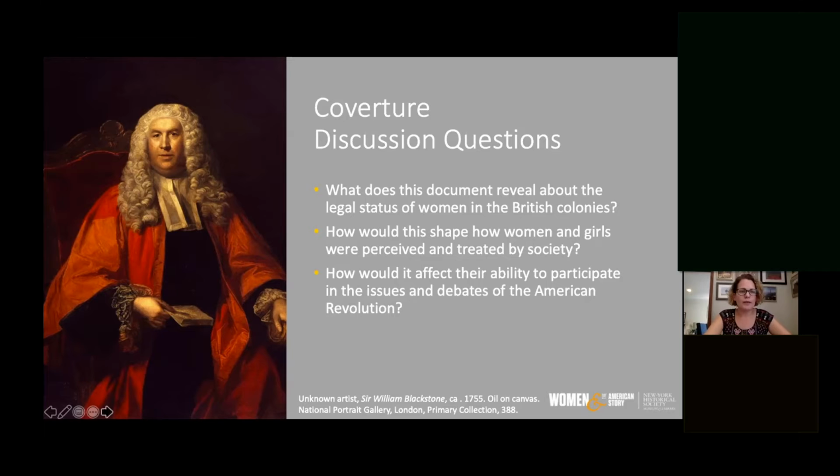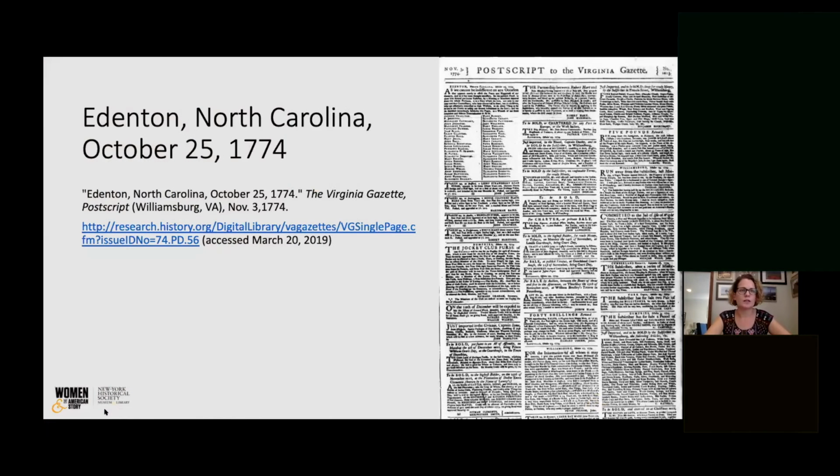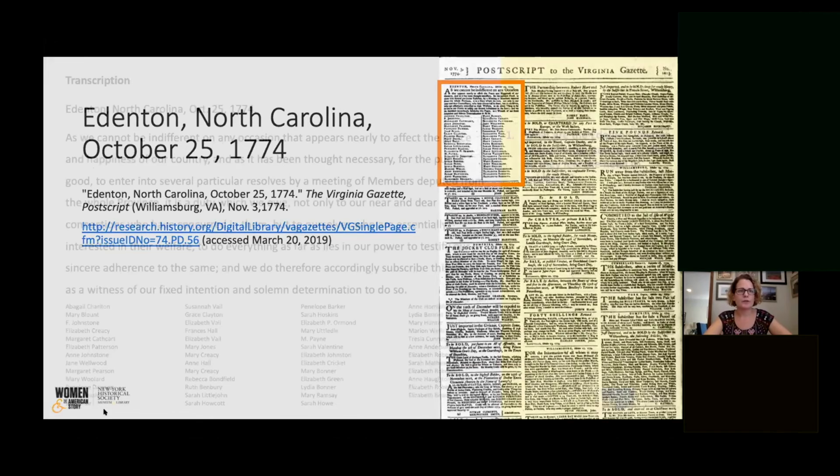So with that in mind, we're going to take a look at this resource. I know I sent around in advance a couple of the sources, so if you've read these already, that's great. We're going to zoom in on one section of this newspaper resource from the Virginia Gazette. We'll be looking specifically at the little spot that I've just thrown the orange box around. And we're going to read this text.